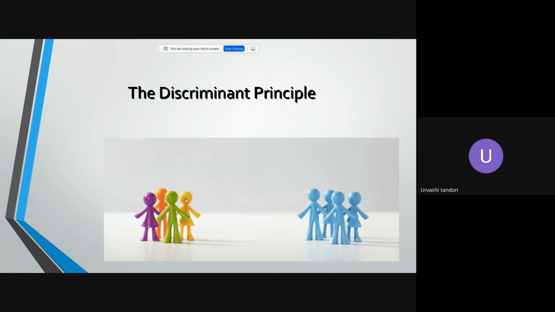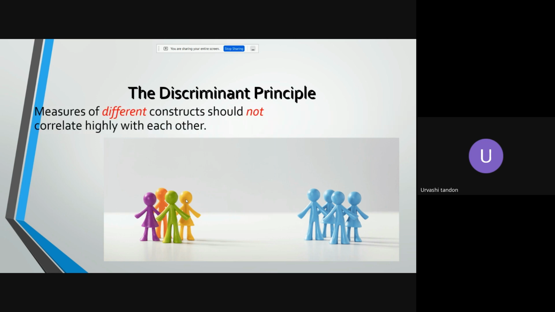So now, what is the discriminant principle? The discriminant principle says that two constructs should be different from each other, right? Let's say there are two constructs, customer satisfaction and customer loyalty, they must be different from each other. So measures of different constructs should not correlate highly with each other. Previously I was talking about the items, right? Ease of use has four items, so they should be highly correlated, whereas ease of use and usefulness should be discriminant, meaning they should be different.